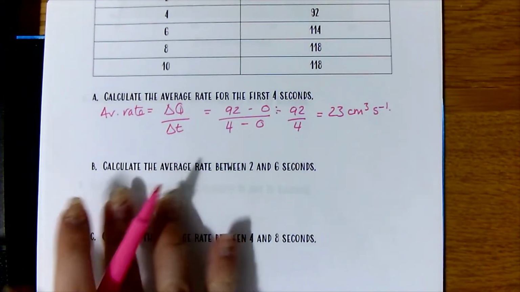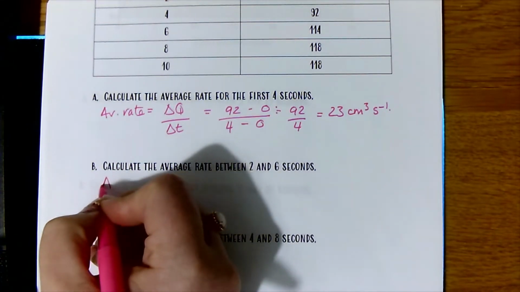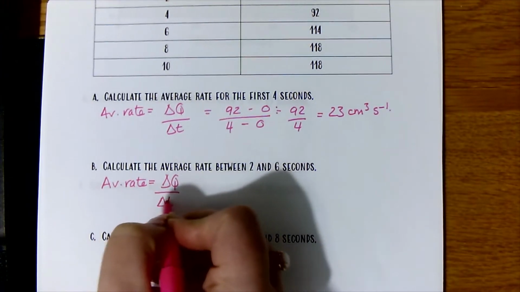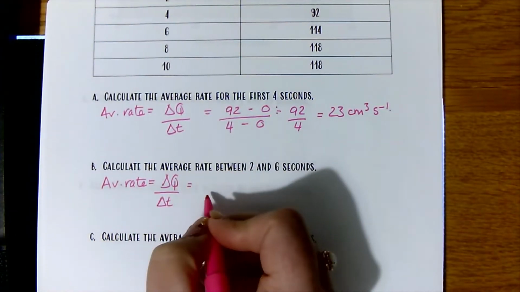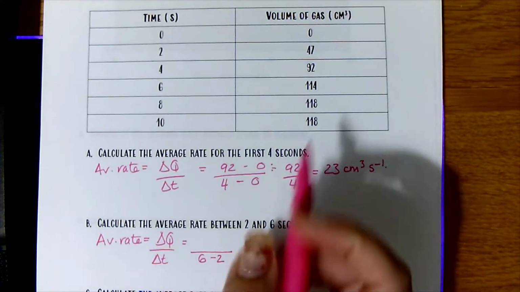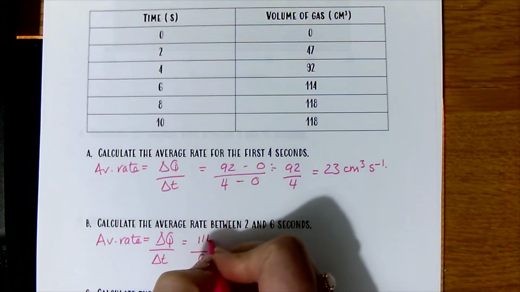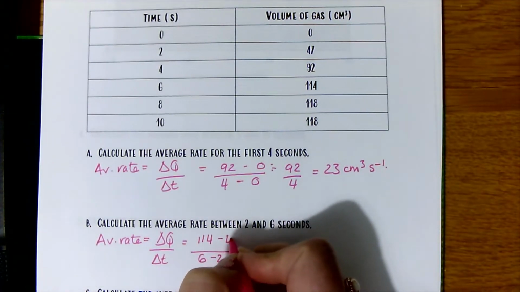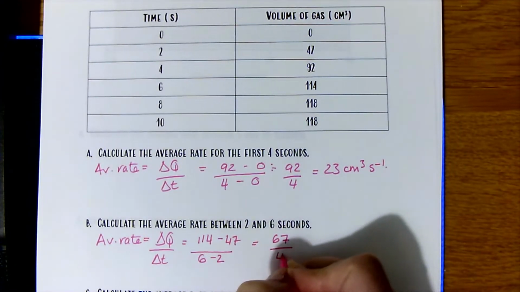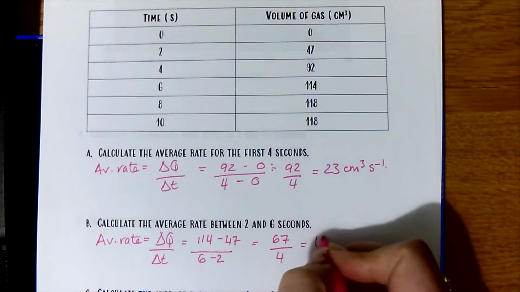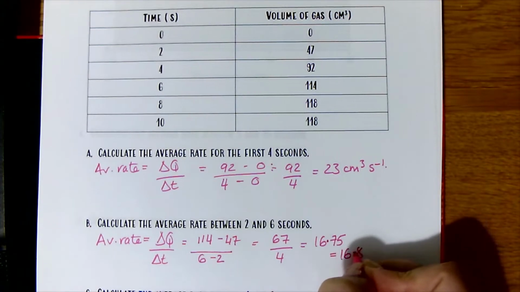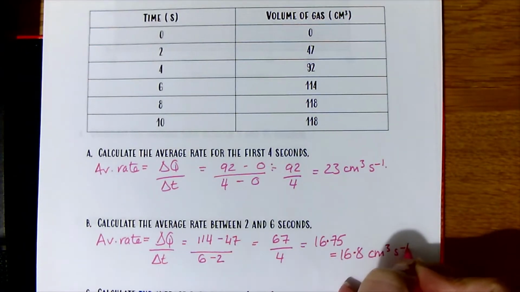B, calculate the average rate between 2 and 6 seconds. Again, our first step is to write in our formula. Our change in time is between 6 and 2 seconds. At 6 seconds we have 114, and at 2 seconds we have 47. So 67 divided by 4, and that gives us an answer of 16.75 or 16.8 centimetres cubed per second.